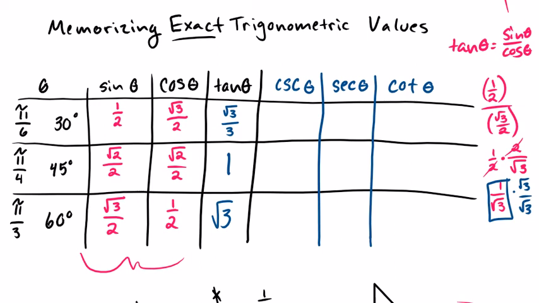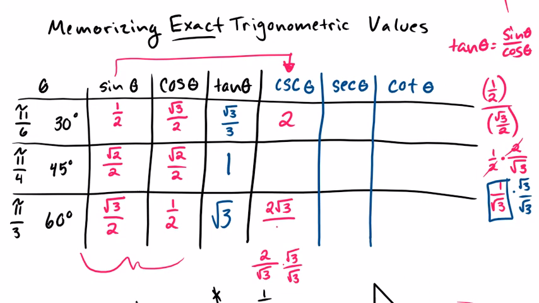And then from there, all I need to do is take the reciprocal in order to get cosecant. So I'm going to take sine, take the reciprocal, in order to get cosecant. So take 1/2, flip it, and that becomes 2 over 1, or 2. And then this becomes 2 over radical 3, so I need to rationalize my denominator here. So this becomes 2 radical 3 over 3.